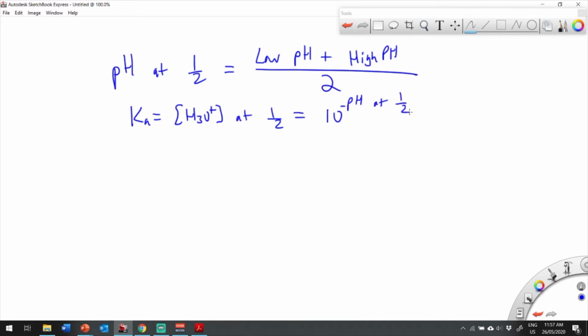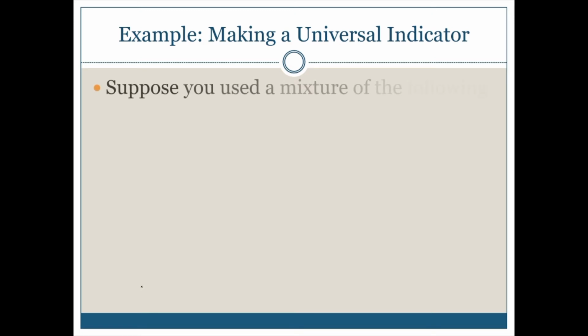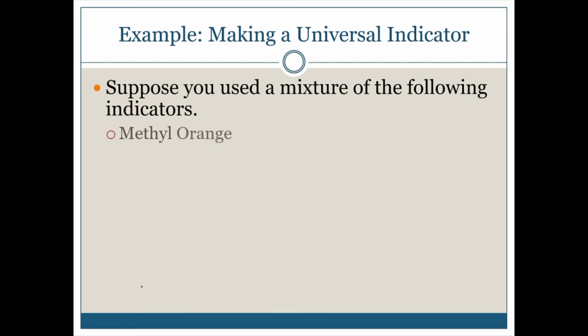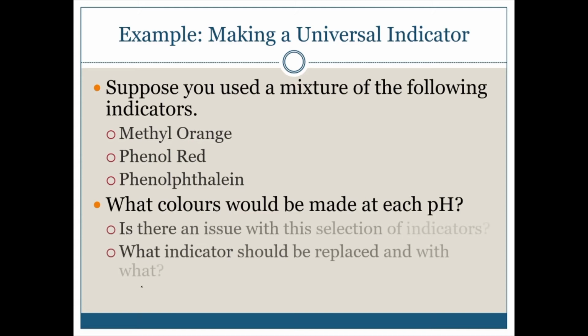Now, knowing that indicators change colors at different pH ranges, we can actually combine indicators to make what's known as a universal indicator. When we make a universal indicator, this is really just a mixture of 2 or more different indicators. Usually we use a mixture of 3. Let's suppose that we're going to use the following 3 indicators to make ourselves a universal indicator, and see what colors will be made at each pH.